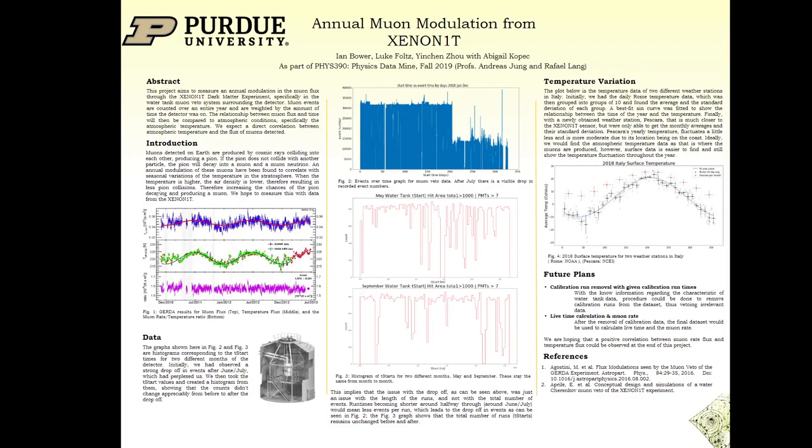For calibration run removal, we obtained a list of calibration run times. With no information regarding the characteristics of the water tank data, the procedure could be done to remove calibration runs from the dataset, thus vetoing irrelevant data. As for lifetime calculation and muon rate, after the removal of calibration data, the final dataset will be used to calculate lifetime and the muon rate. We're hoping that the positive correlation between muon flux and temperature flux could be observed at the end of this project.